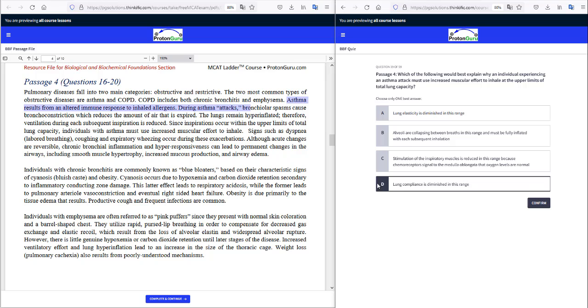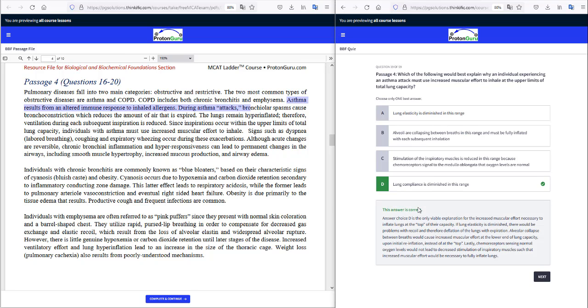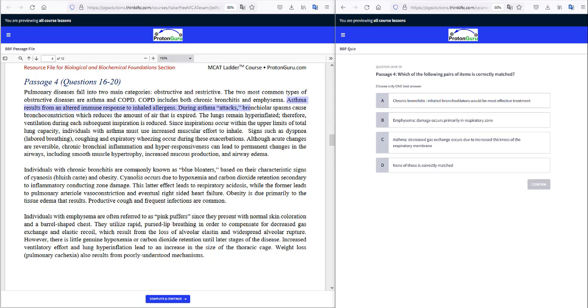So it seems that the compliance issue that we've talked about before is the most reasonable. And again, it relies on our intimate knowledge of how the lungs work to answer this quickly and effectively. And now the last question that goes with this passage, question number 20. Which of the following pairs of items is correctly matched?